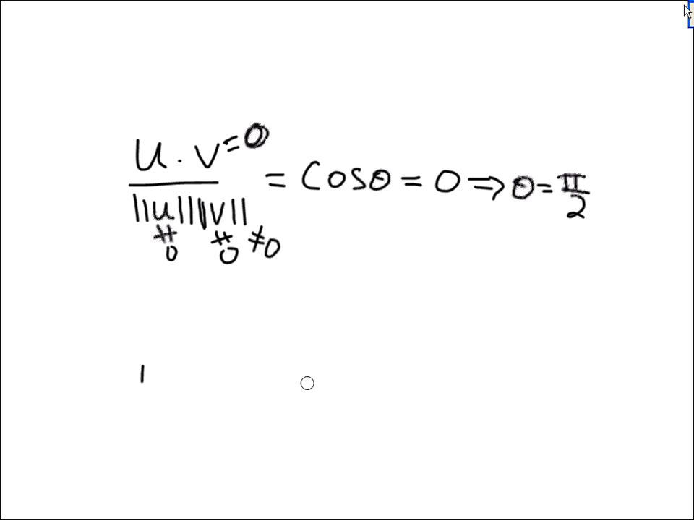And I'm saying if it's not that, but yet you get 0 and the numerator u dot v is 0, that means the vectors are meeting at right angles. 90 degrees is right angles. If the dot product is 0, then the vectors are meeting at right angles. They're said to be orthogonal.